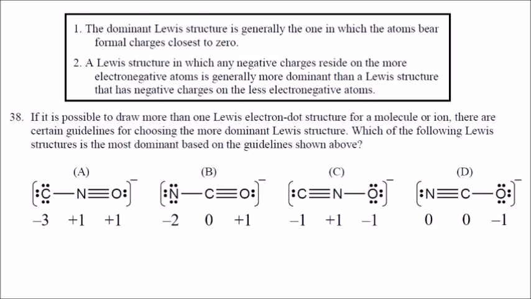The dominant Lewis structure is generally the one in which the atoms bear formal charges closest to 0. That makes D the best choice, and it puts a negative charge on the atom that has the highest electronegativity, which in this case is oxygen. So the correct answer is D.